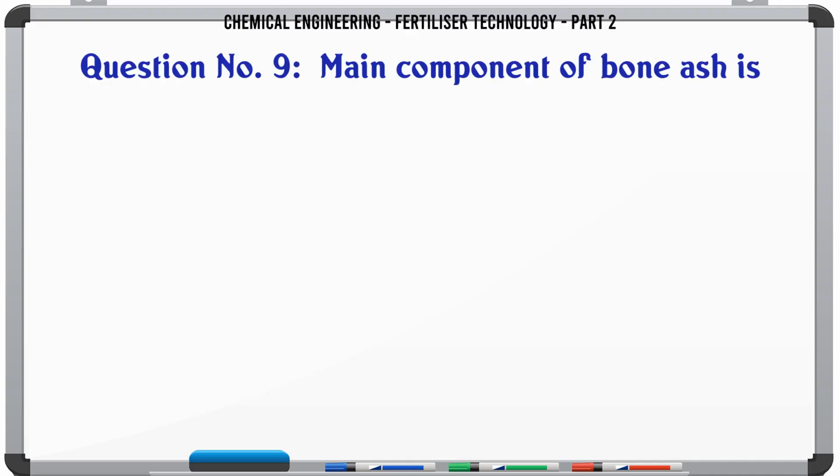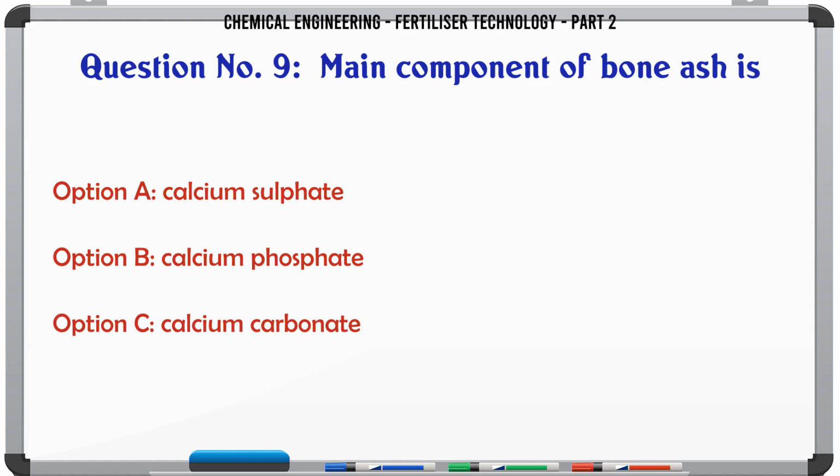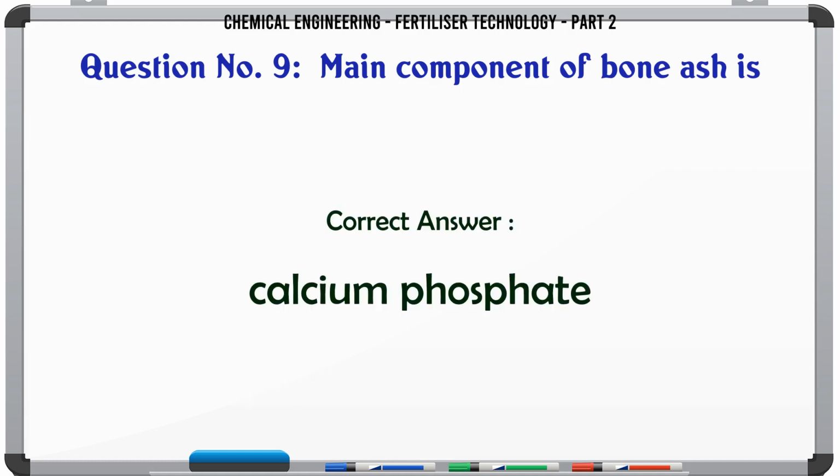Main component of bone ash is A. calcium sulfate, B. calcium phosphate, C. calcium carbonate, D. sodium phosphate. The correct answer is calcium phosphate.